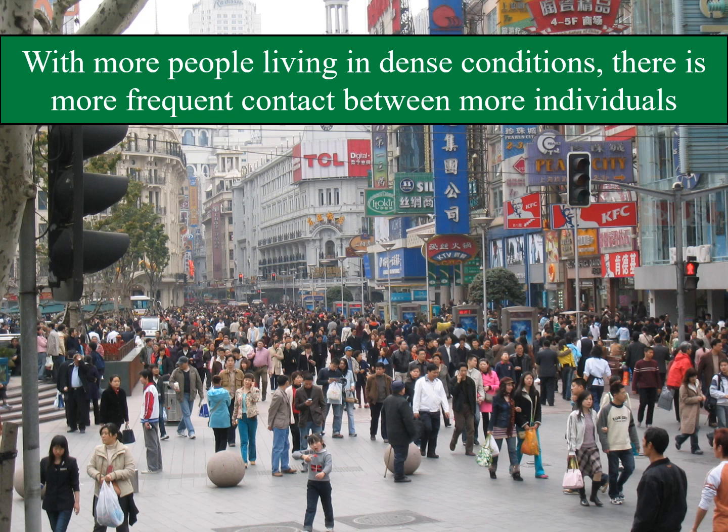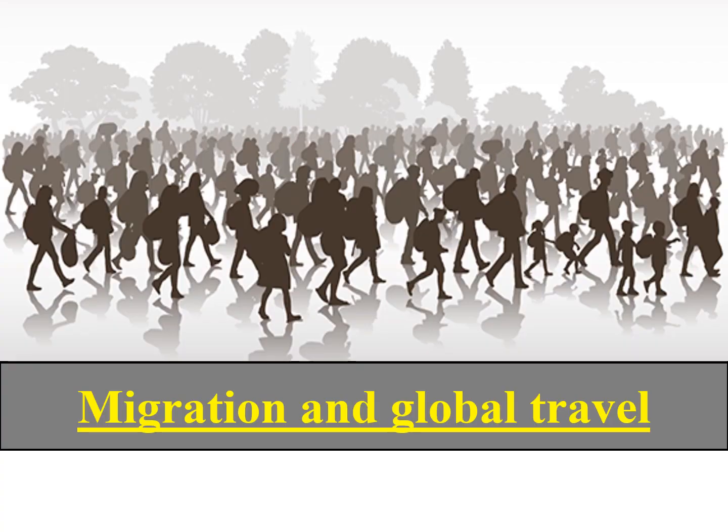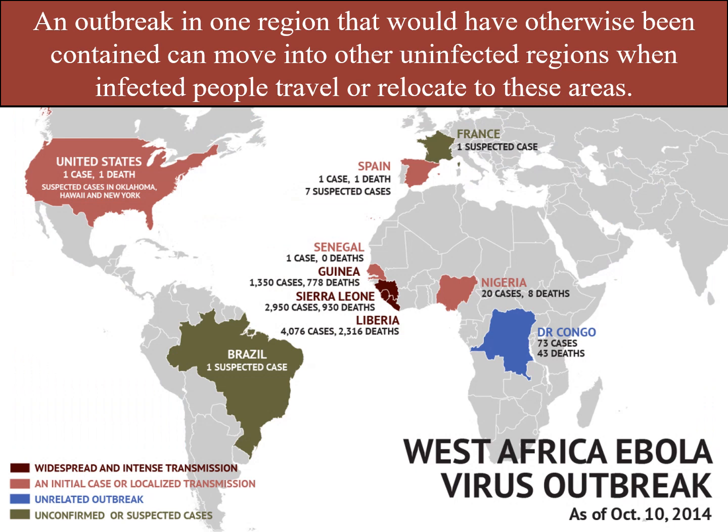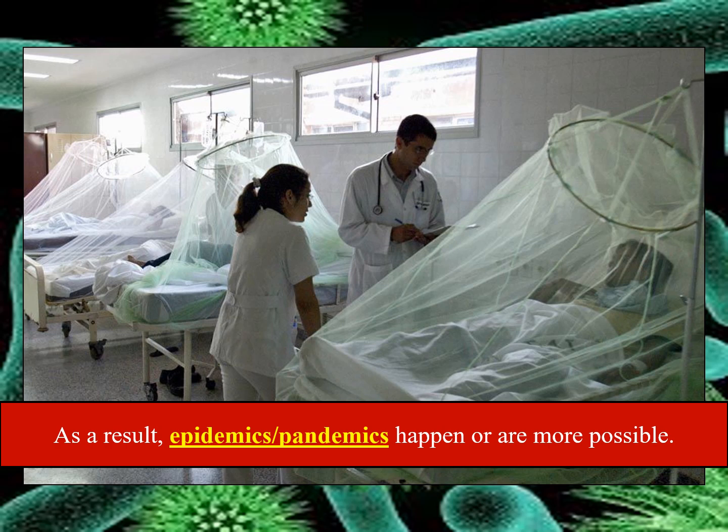With more people living in dense conditions, there is more frequent contact between more individuals. Migration and global travel. As it becomes more common for people to travel throughout the world, it also becomes easier for diseases to travel with them. An outbreak in one region that would have been otherwise contained can move into other uninfected regions when infected people travel or relocate to these areas. As a result, epidemics or pandemics happen or are more possible.